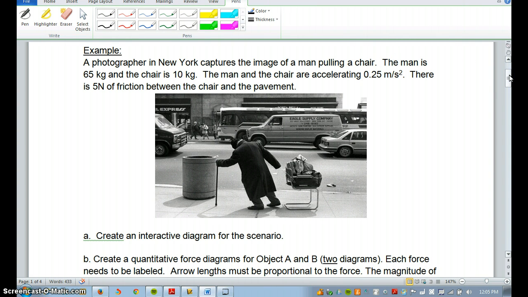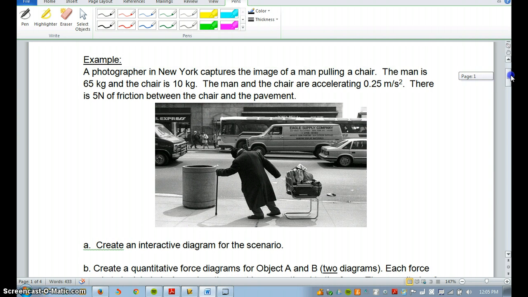So here's an example, and I'd like you to take notes while we do this. You have a photographer in New York who captures the image of a man pulling a chair. It looks like the man is pushing the garbage can. He is not. It's just the man in the chair. The man has 25 kilograms, and the chair is 10 kilograms, and the man and the chair are accelerating at 0.25 meters per second squared. It does say that there is a 5 Newton force of friction between the chair and the pavement.